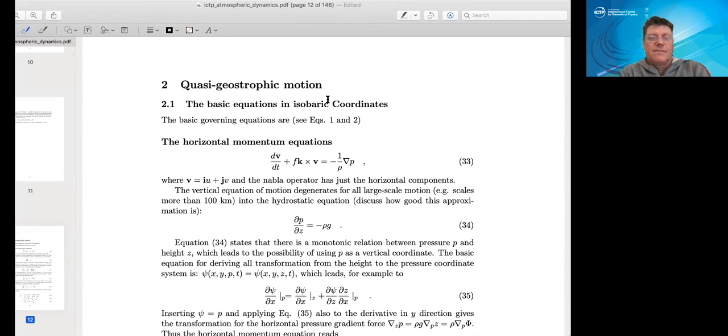Now we want to discuss properties of the quasi-geostrophic motion. But in order to do this, a very useful thing is to transform the basic equations that we have into the pressure coordinate system. Are you aware of this coordinate system? Have you come across this?